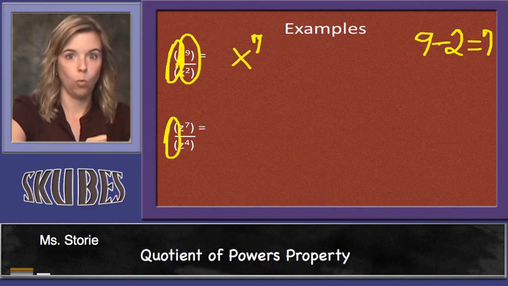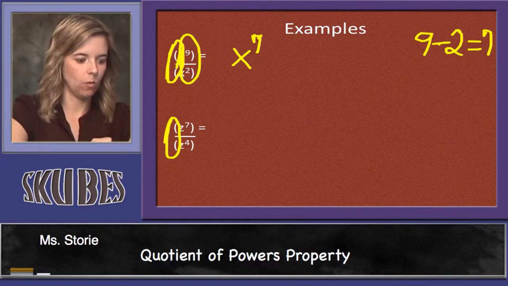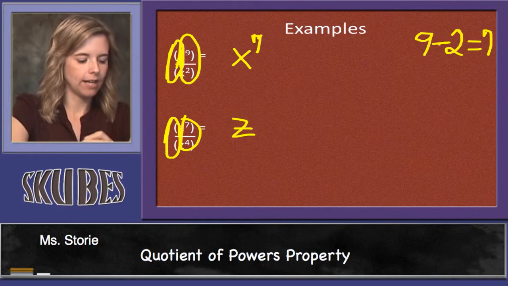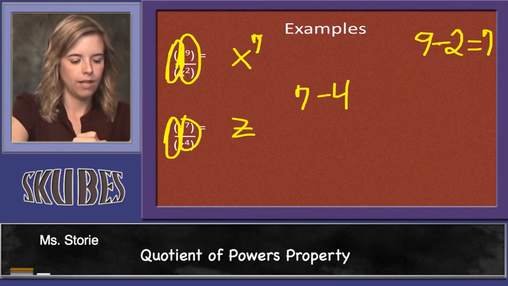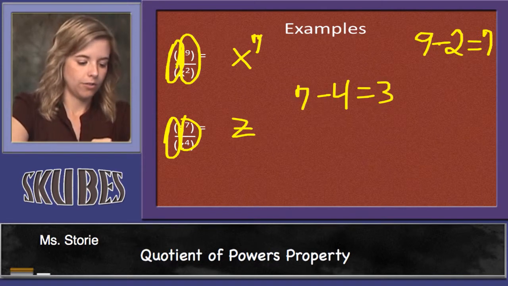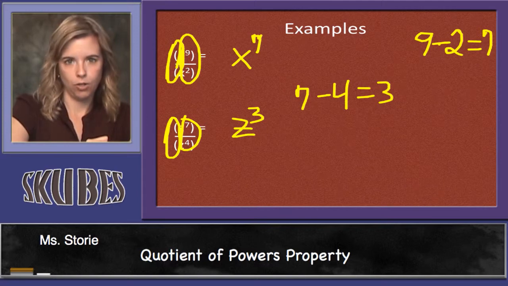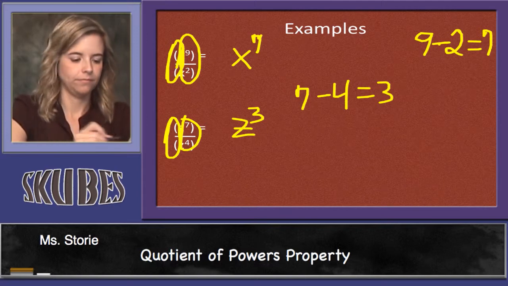Over here again, 1s. 1 divided by 1 is still 1. And now you're going to take 7 minus 4, and that equals 3. So that's your new exponent. So your answer is 7 cubed, or 7 to the 3rd power.